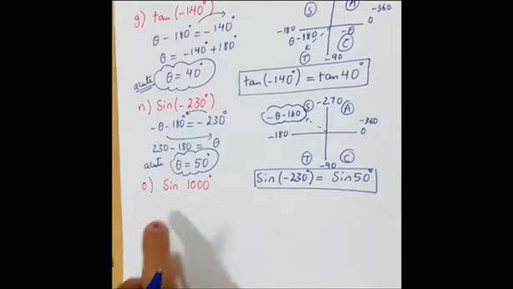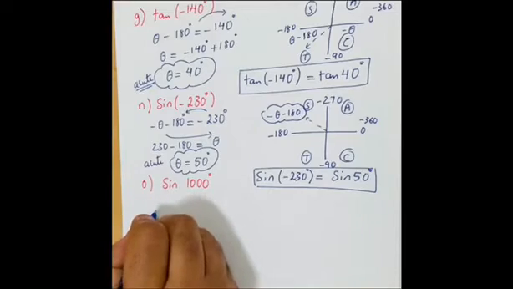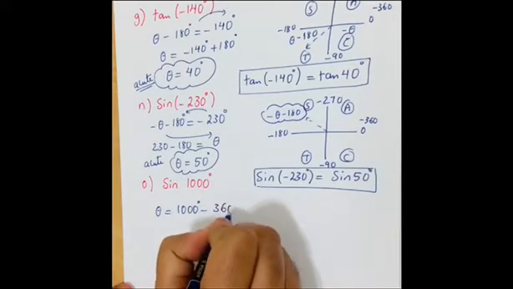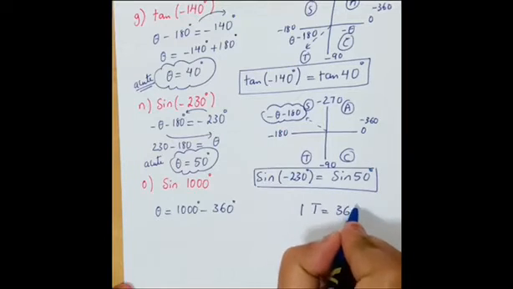Now, sine of 1000, exactly. Sometimes I'll give you angles which are out of the range, more than 360. So what you have to do is go back to the equivalent range from 0 to 360 or from negative 360 to 0. 1000 is more than one turn. So you do theta equals 1000 minus 360, because one turn is equal to 360 degrees.